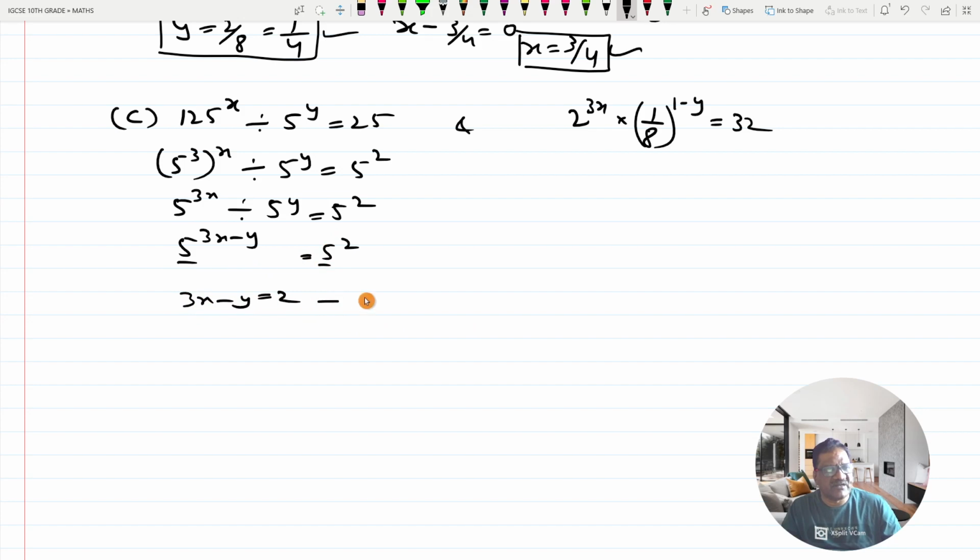This is my equation number 1. Now, or rather, this is 1, this is 2. Let me take this as 3. Okay. Now here again I'm going to do the same thing.